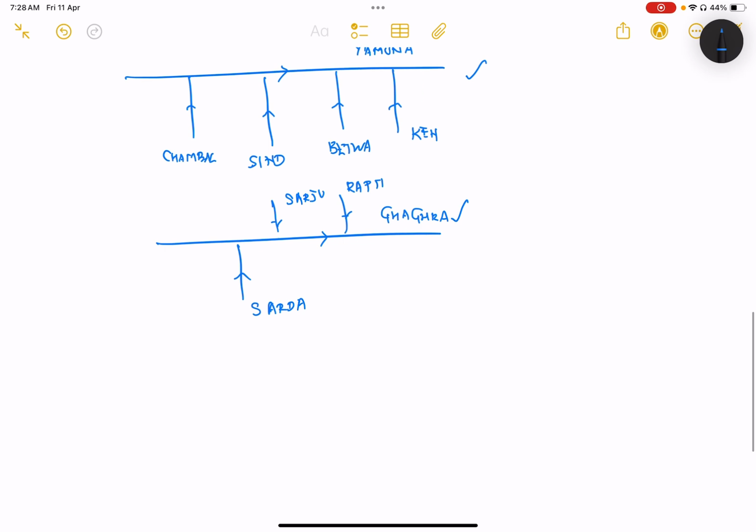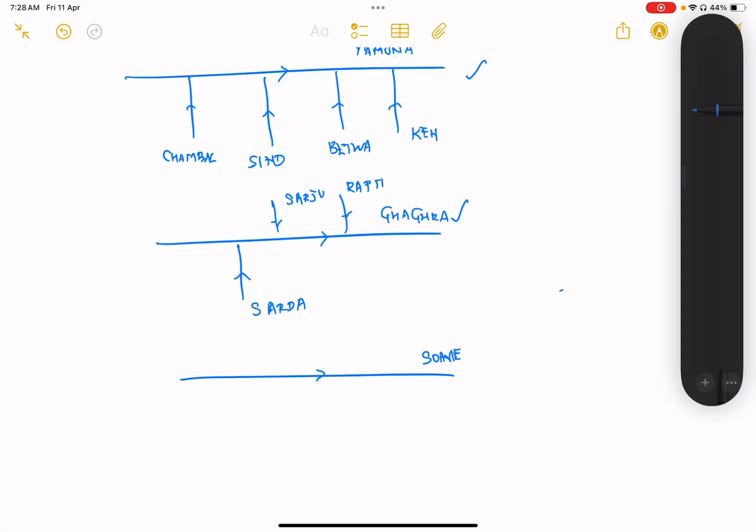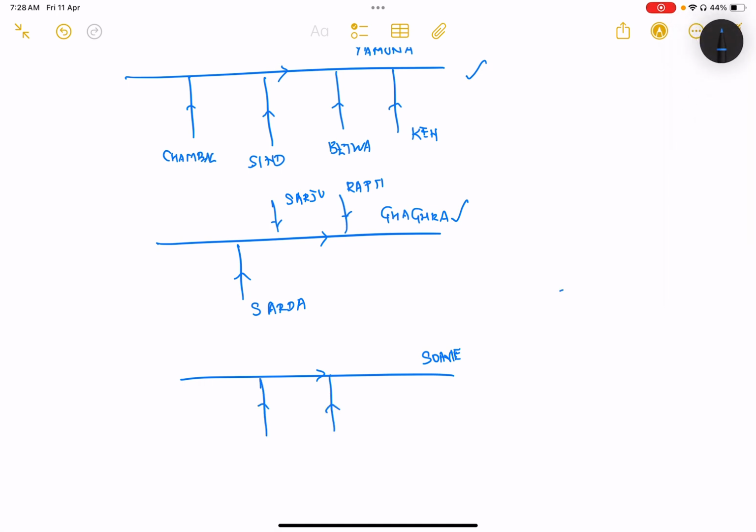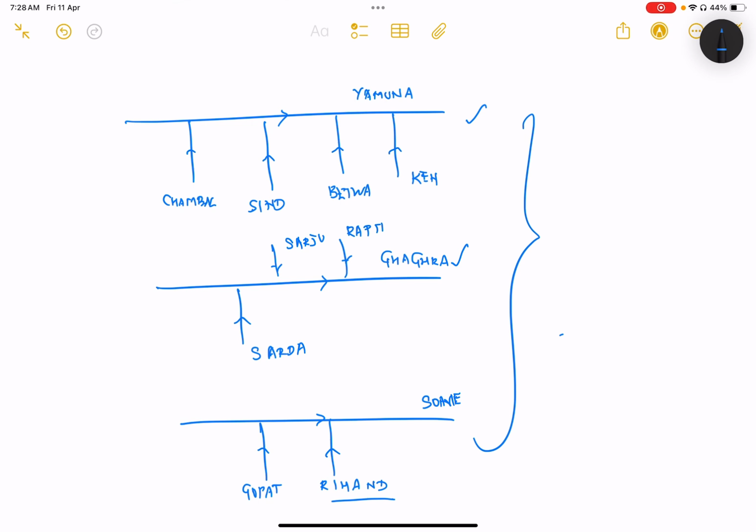And then finally for Son. We had simply said that for Son River, just imagine the sun growing. So G and R. The rivers are Gopat and then finally Rihand. So that is your tributaries of the Ganga River Basin.